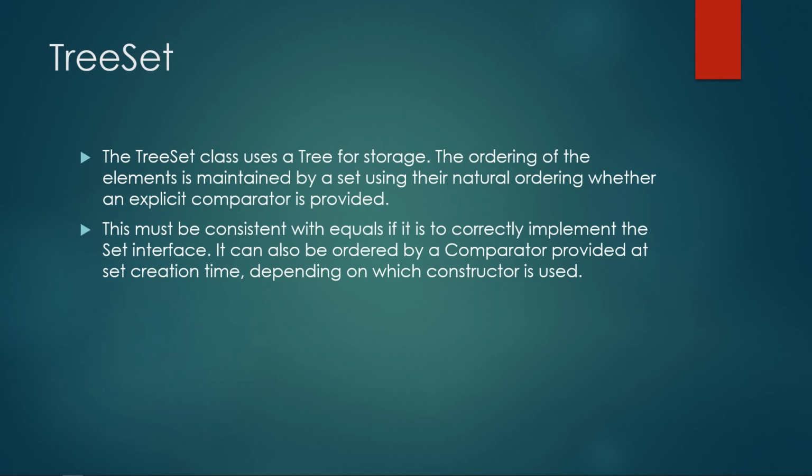Finally, let's move on to tree set. The tree set class uses a tree for storage. The ordering of the elements is maintained using their natural ordering, or an explicit comparator. This must be consistent with equals if it is to correctly implement the set interface. It can also be ordered by a comparator provided at the set creation time, depending on which constructor is used.